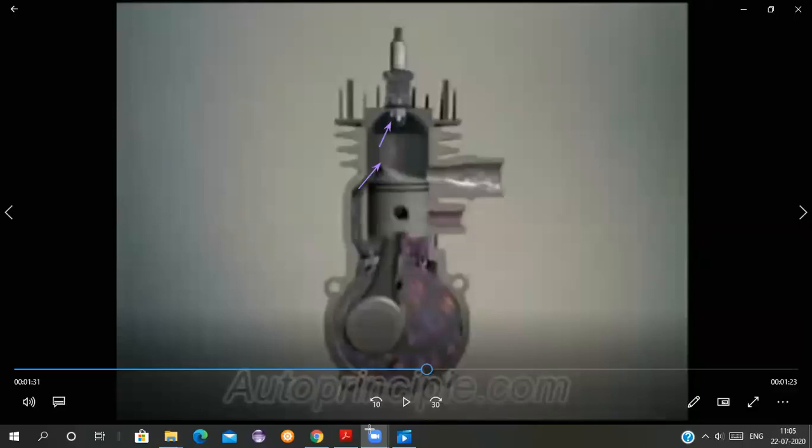That bike had a good pickup. Pickup means as soon as you start the engine, it will run and gain its high speed very fast. It was used by thieves to quickly start the bike and run away because it had a good pickup. So two-stroke engines have a good pickup compared to four-stroke engines, and more power also.